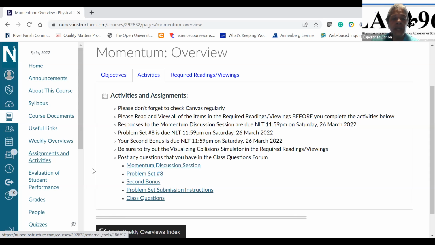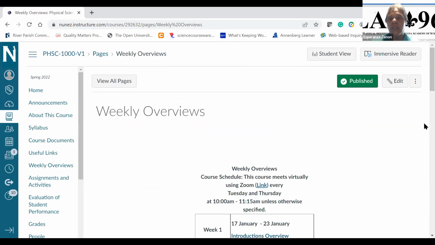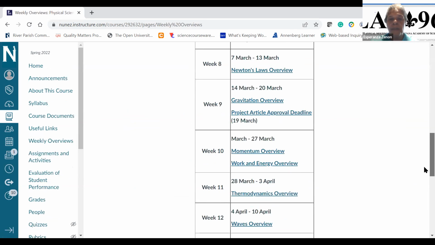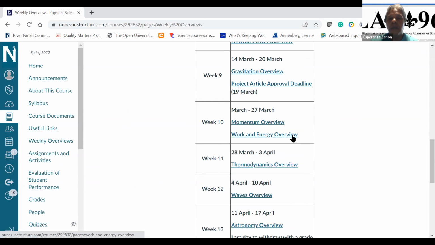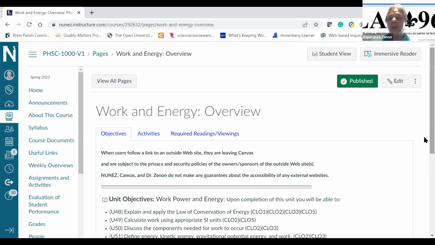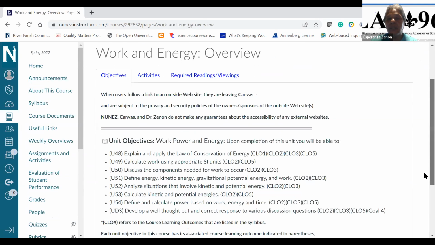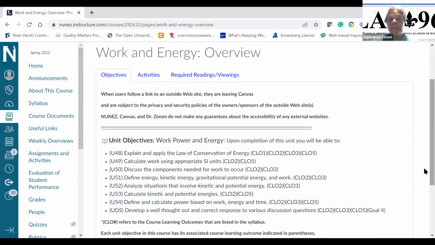But I want to go ahead and get into the energy piece of this, because as you just saw, momentum and energy kind of go together, right? So this is the overview that deals with work and energy. And you can see right up top, we're going to talk about this idea of energy being conserved.